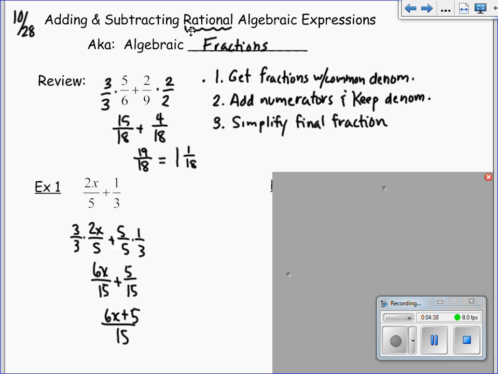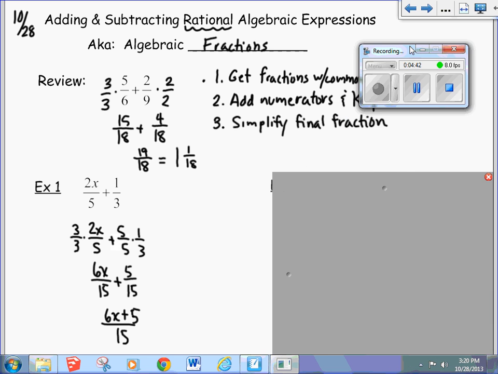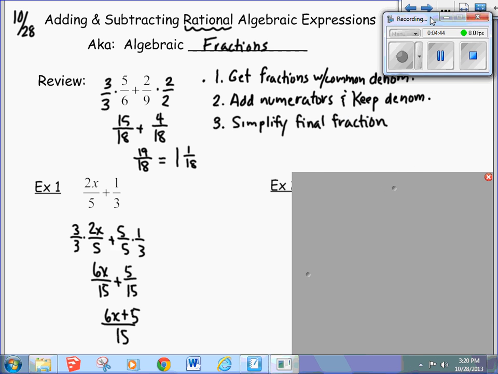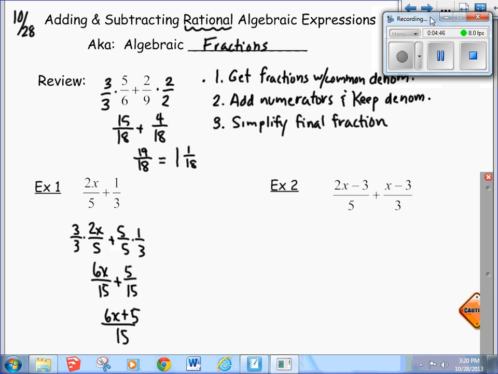All right, let's look at our next example. It gets a little bit more interesting. Now we have 2x minus 3 over 5 plus x minus 3 over 3. All right, well, stick with the steps. Step 1 is to get fractions with a common denominator.